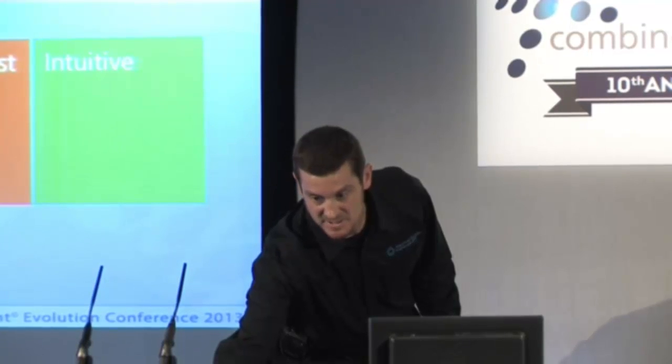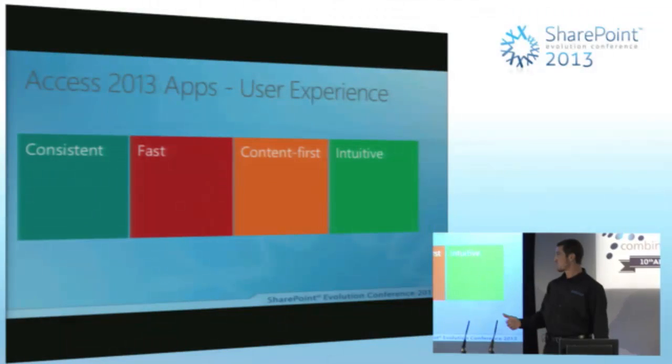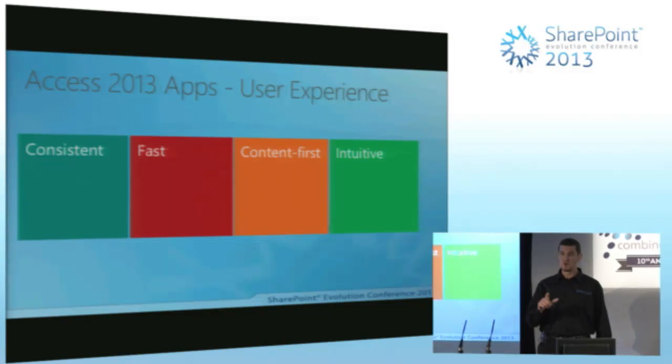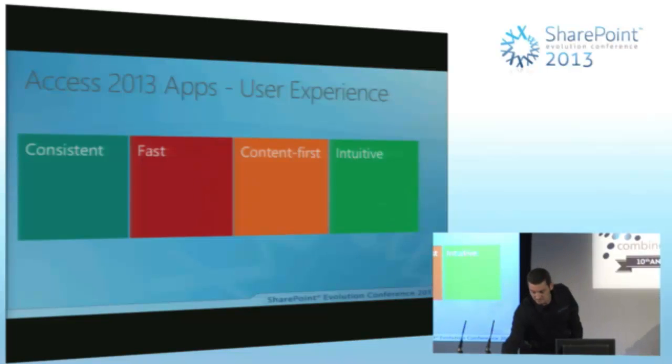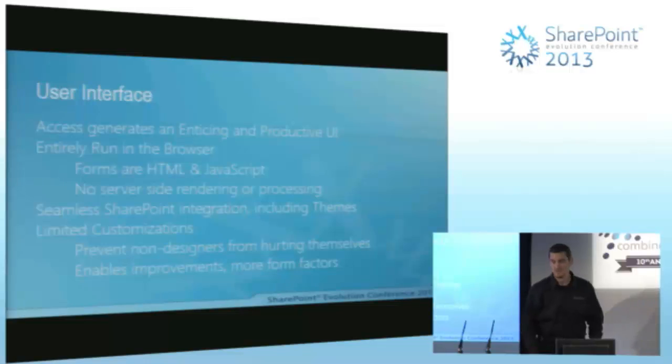So the user experience, these are sort of the pillars for the user experience. We wanted it consistent, we wanted it fast, and by consistent, there's trade-offs with that. You'll see when I show you the designer, consistency requires simplicity in the designer, right? And that is one of the challenges with InfoPath and some of the other tools, is that people could accidentally create a big mess. Access really helps guide you in the right direction. So it's consistent, it's fast, we really wanted to focus on content first, and we wanted to make it very intuitive, even if you've never built one before.